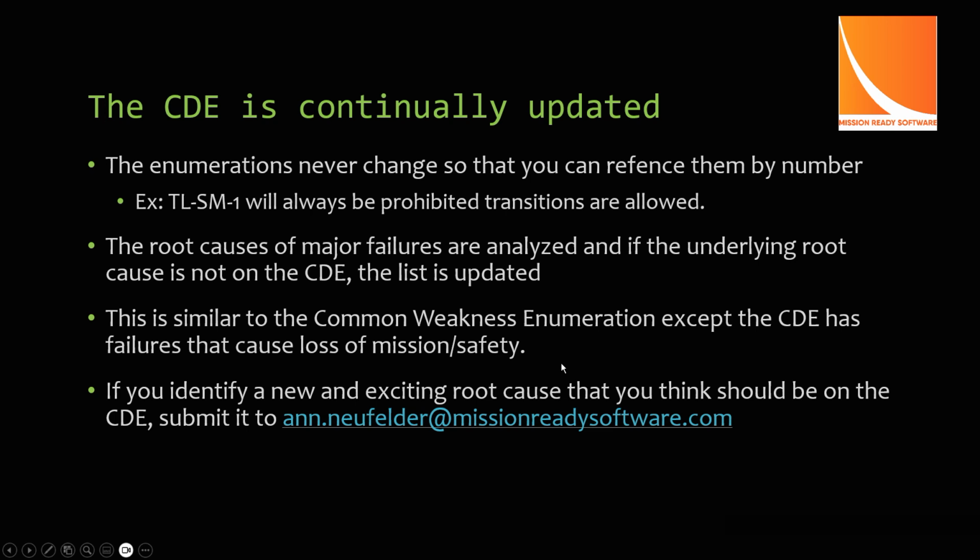The CDE is continually updated. The enumerations never change, allowing you to reference them by number. The root causes of major failures are analyzed, and if the underlying root cause is not on the CDE, the list is updated. This is very similar to how the common weakness enumeration works, except that the CDE is the cause of failures that result in loss of mission and safety, while the CWE is vulnerability and security. If you identify a new and exciting root cause, you can submit it to this email address.